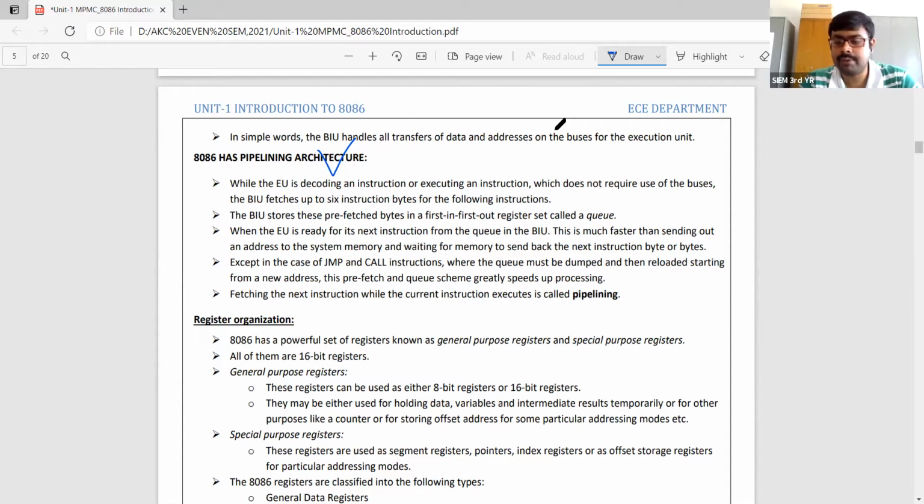But in this case, we will maintain the sequence like this: the first in, first out register set called a queue. The instruction that comes first will be executed first. When the EU, that means the execution unit, is ready for its next instruction, it gets it from the queue in the BIU. This is much faster than sending out an address to the system memory and waiting for memory to send back the next instruction byte or bytes.